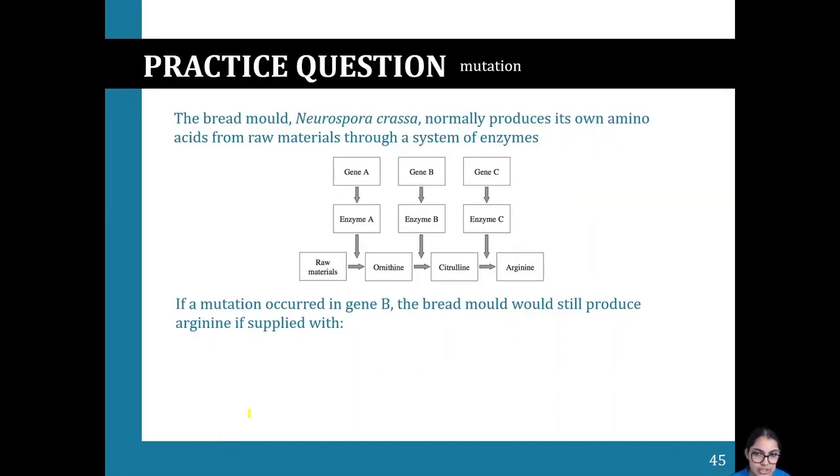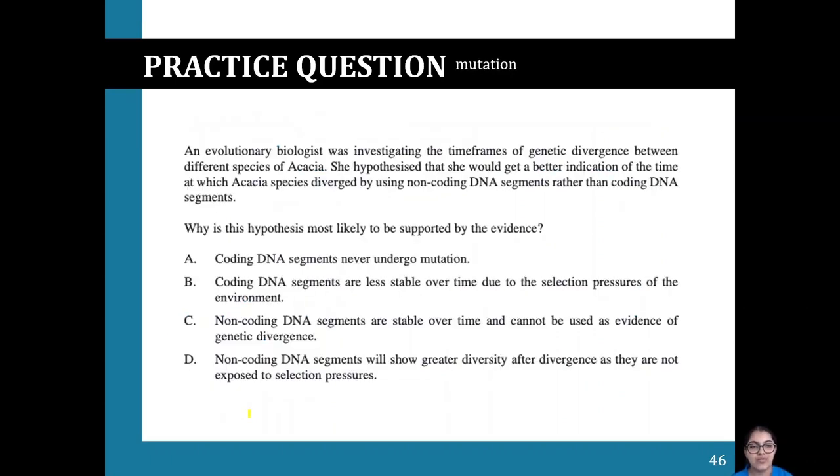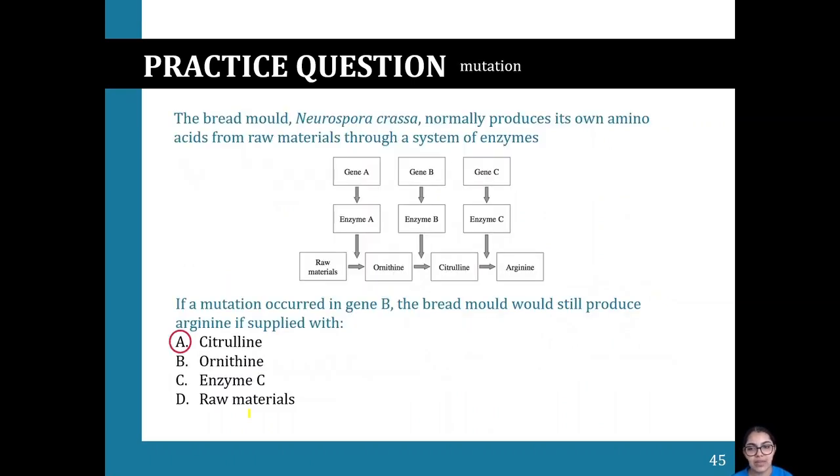Here is a practice question from the NESA sample paper. We won't go through it because we're a bit tight on time, but I'll leave that there. And of course, remember, you have access to the slides. Have a go at it. And this is from the NESA paper, and I think you'd also find a little explanation for each of these points as well.